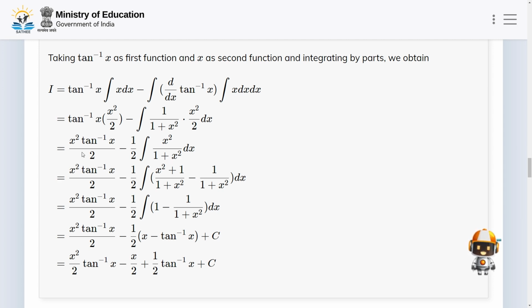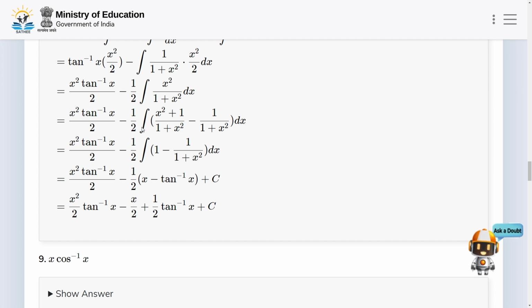This means this term remains as it is. So minus half, what we are doing is adding and subtracting 1: you get x square plus 1 by 1 plus x square, minus 1 by 1 plus x square. This means this will be cancelled. You get 1 minus 1 by 1 plus x square dx. Now you can see this integration can be reduced to minus half multiplied with x minus tan inverse x. So this means minus x by 2 plus tan inverse x by 2 plus some constant will be your final answer. Okay.